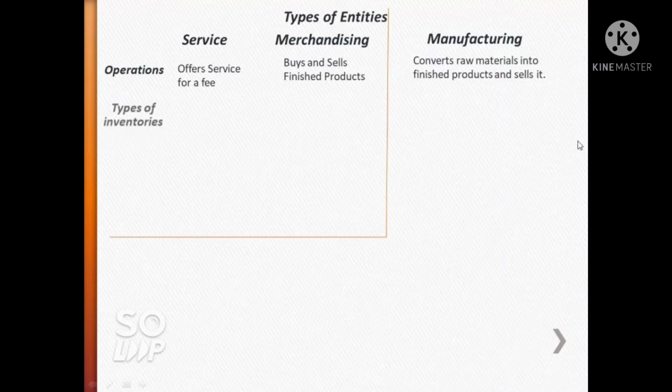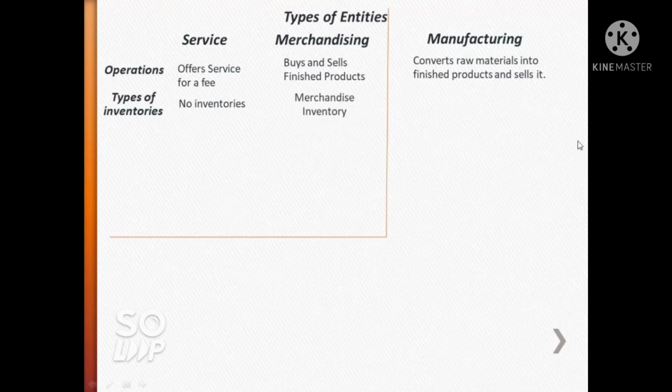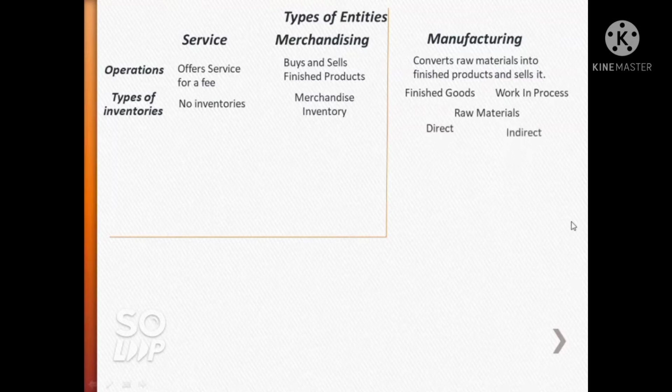Sir, how about their inventories? The service entities don't have any inventories that will be reflected on its financial statements, unlike the merchandising, which is goods known as merchandise inventory. The manufacturing companies, on the other hand, have 3 types of inventories. We have the finished goods or the completed goods. We also have the work in process or partially completed units and the raw materials which are yet to be converted. The raw materials can be classified into direct and indirect.